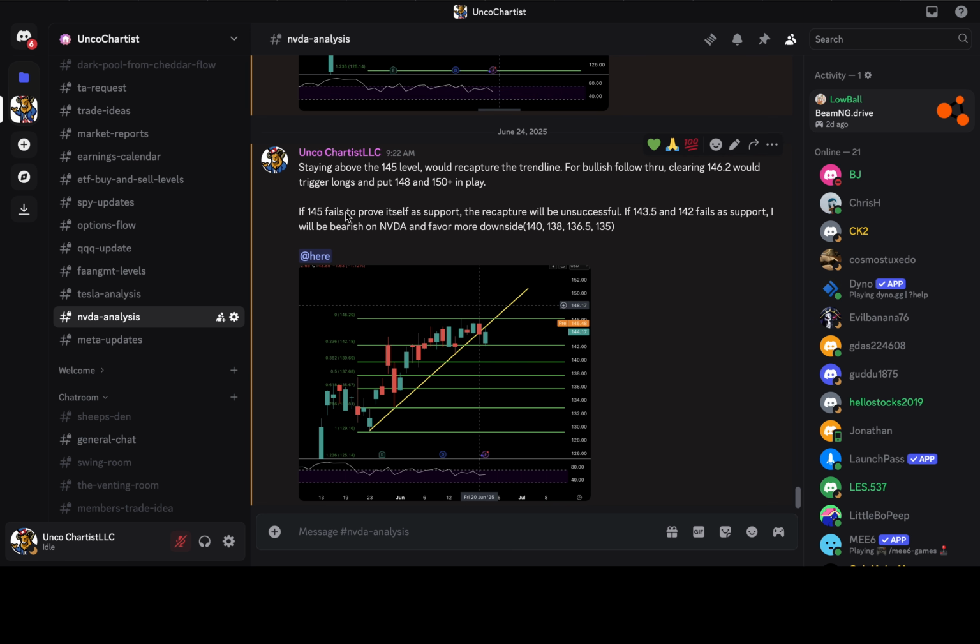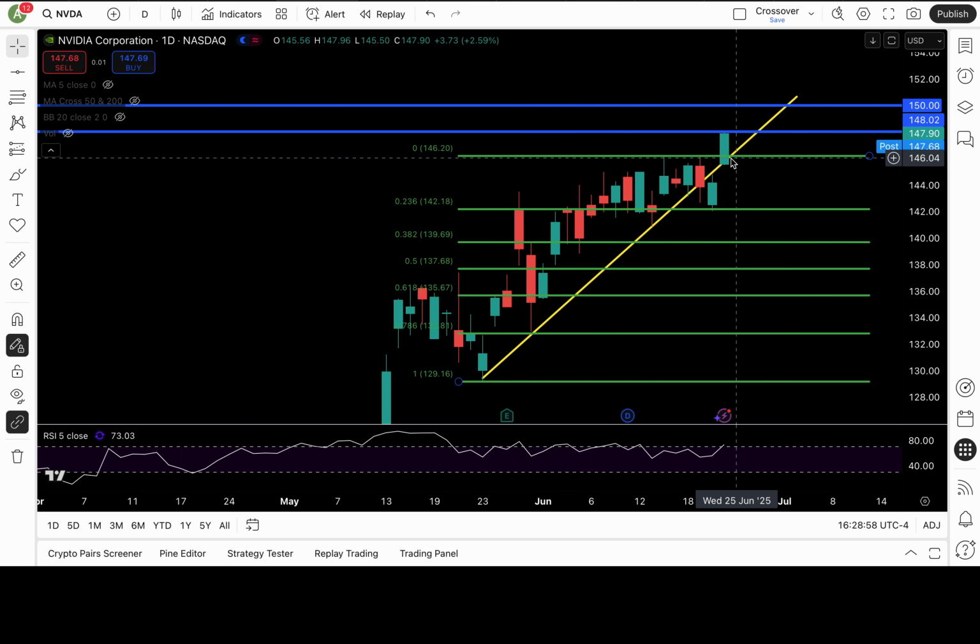And then I wrote here, if 145 failed to prove itself as support, the recapture will be unsuccessful. If 143.5 and 142 fail as support, I would be bearish. Does that make sense? So basically, I was watching to see what the price was going to do. If it's below 145 and breaks down 143.5 and so on, I would have been bearish.